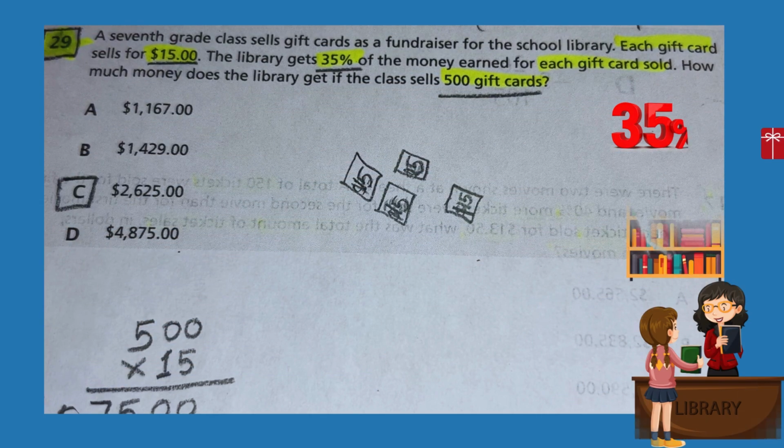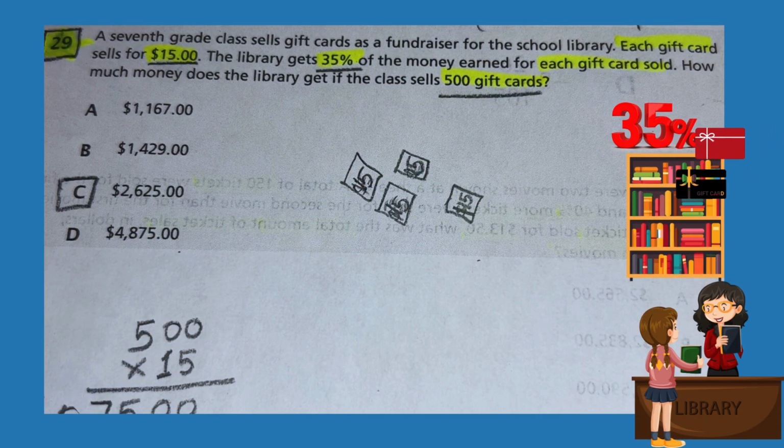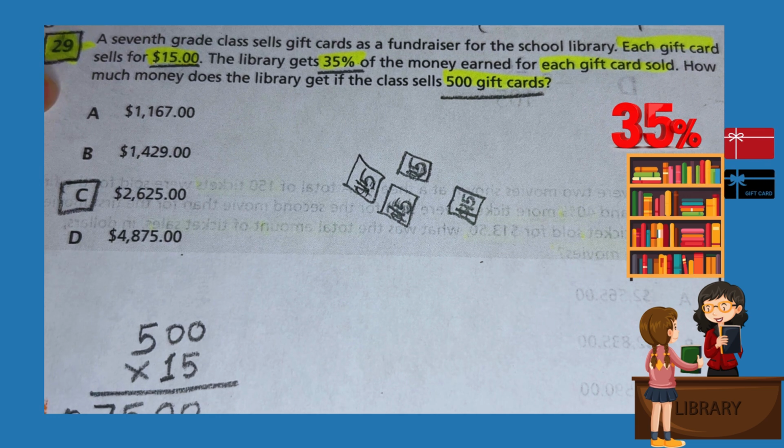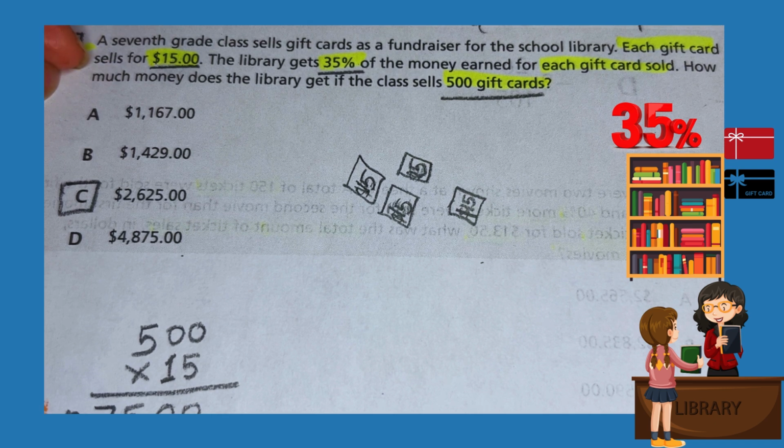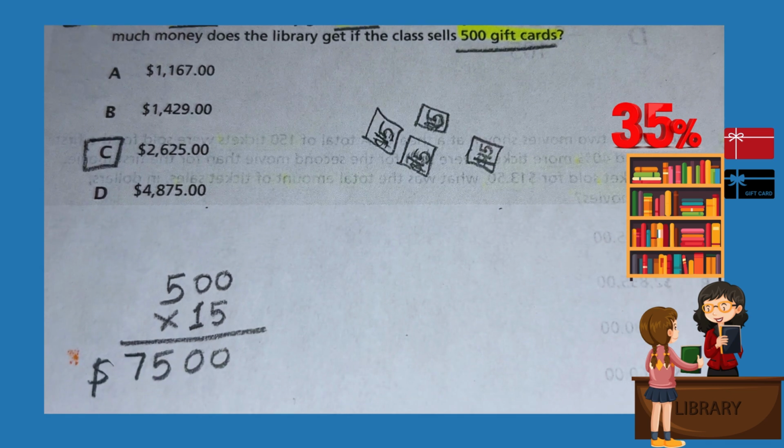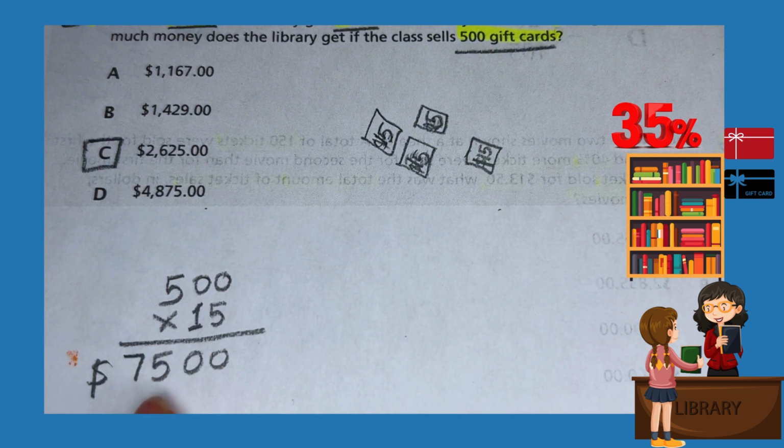Question number 29. A seventh grade class sells gift cards as a fundraiser for the school library. Each gift card sells for $15. The library gets 35% of the money earned for each gift card. How much money does the library get if the class sells 500 gift cards? So we know that one gift card is $15. All right, and how about the 500 gift cards? So we'll multiply.